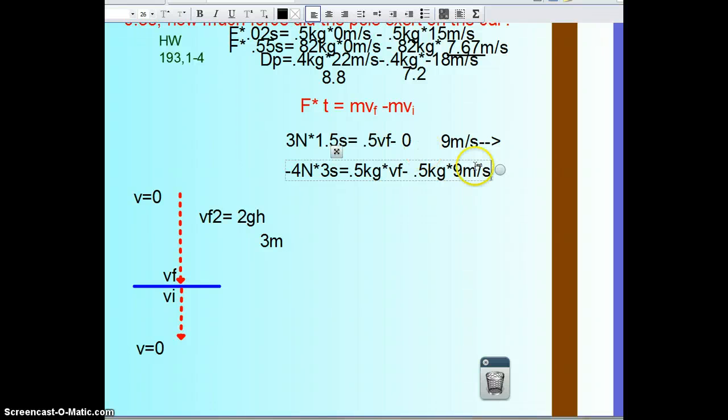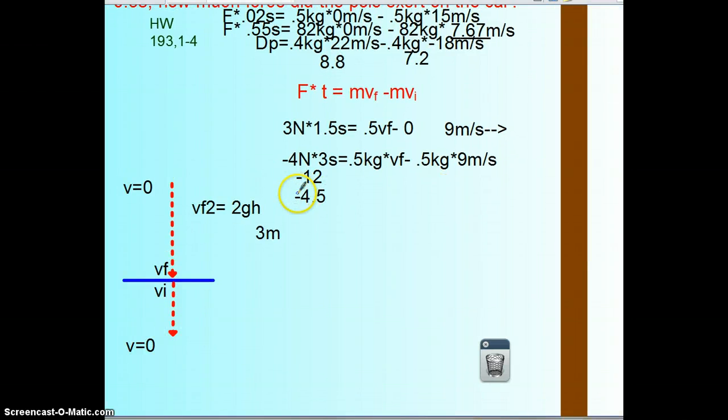Now it's time to do our math here. 0.5 times 9 is 4.5. 4 times 3 is 12. So 12, 4.5. Type those out here. Negative 12 here. This is going to be negative 4.5 there. Mathematically, to move this thing, I have to add it over, right? I have to add that over.